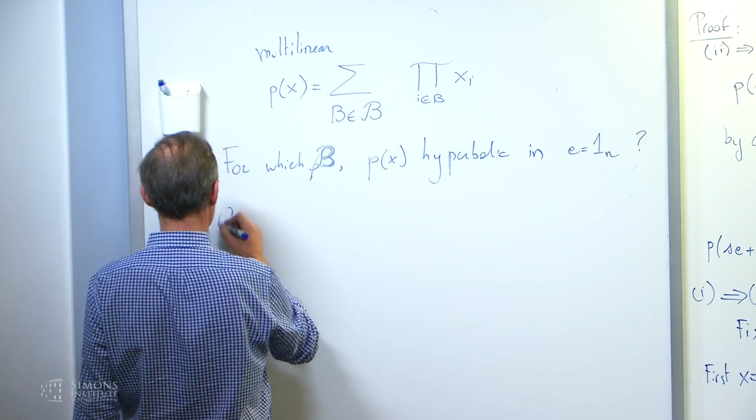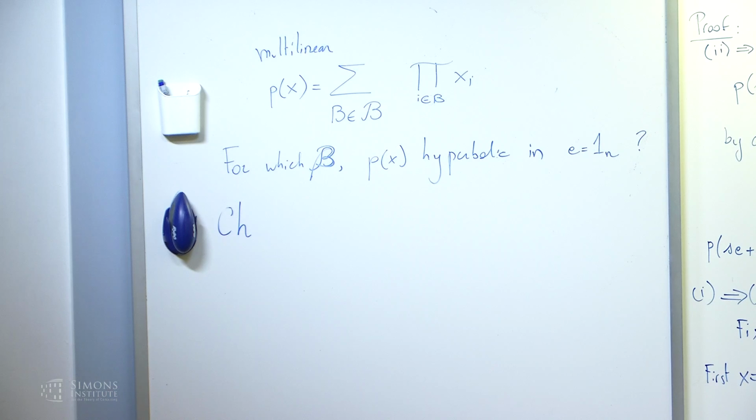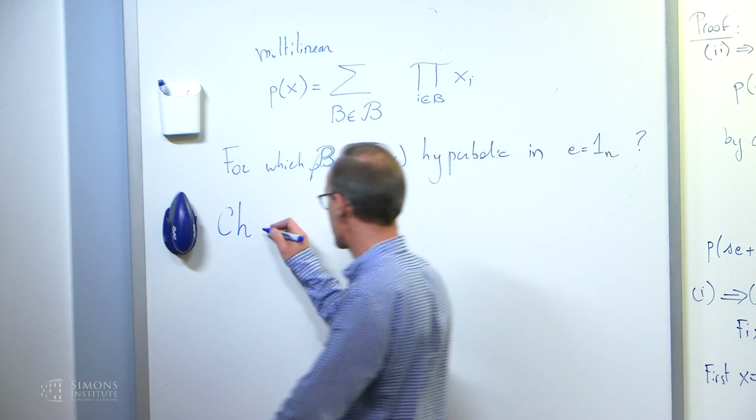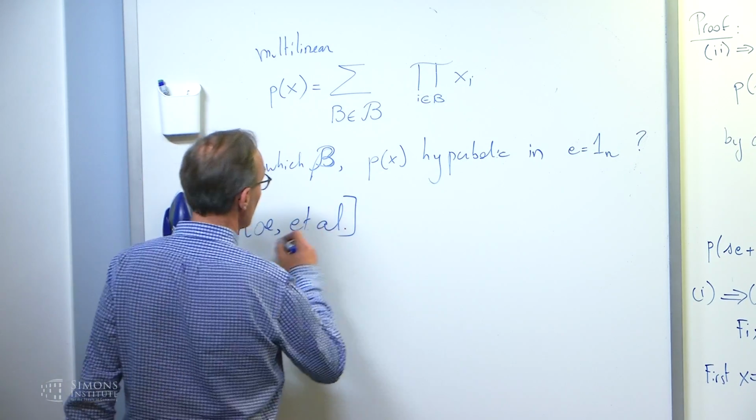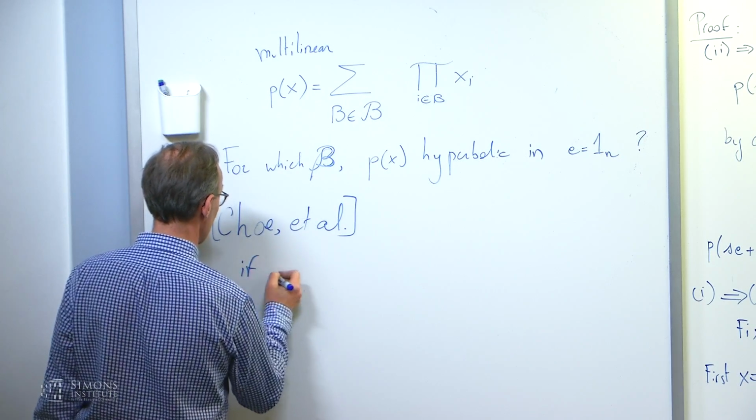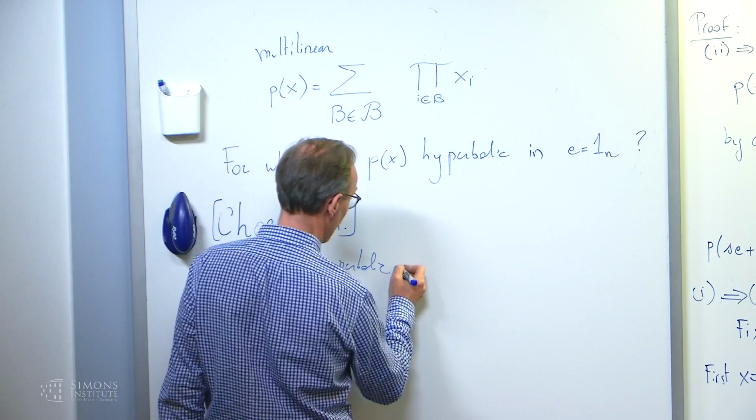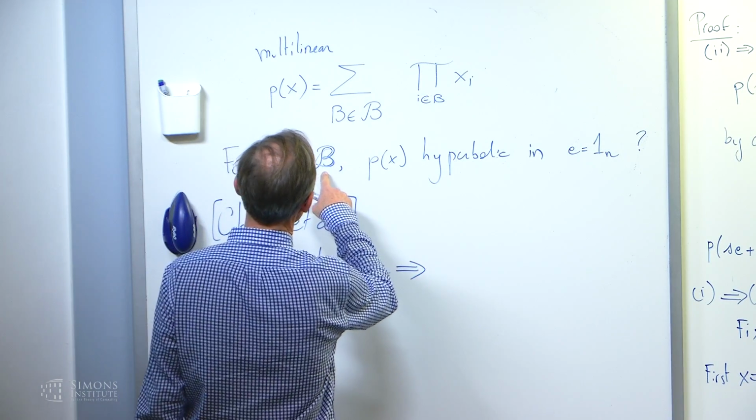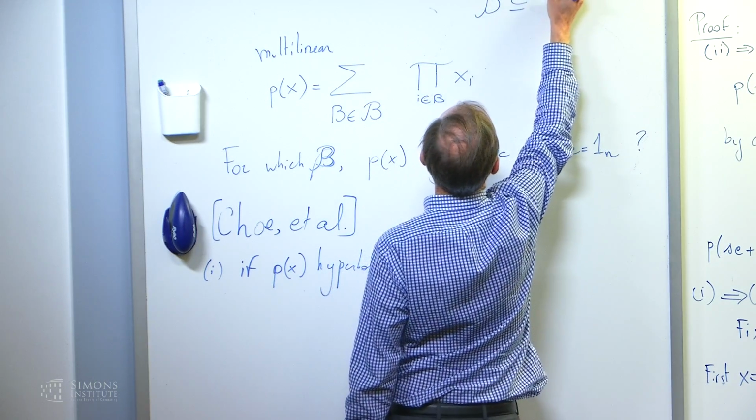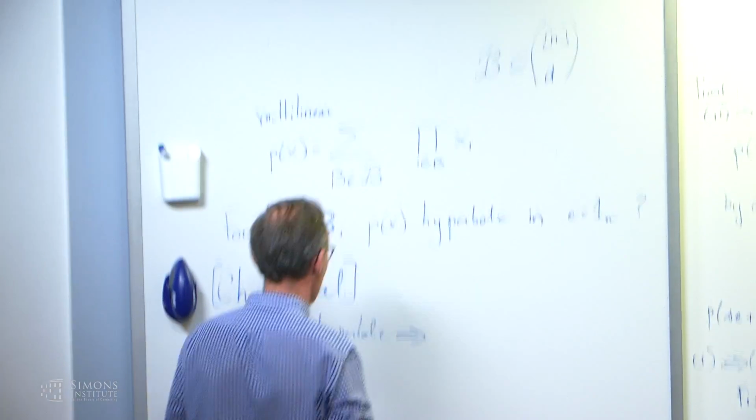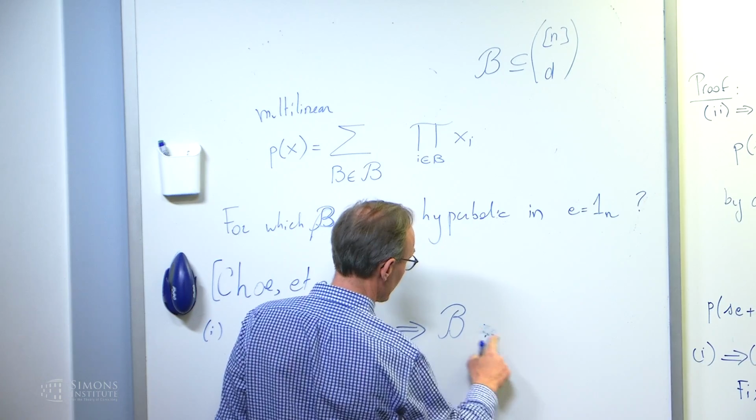one thing that was proved by Oxley, Sokal and Wagner is that if p of x is hyperbolic, and let's assume that we're in the homogeneous case, so let's assume that B is a subset of n choose d, then B must be the basis of a matroid.